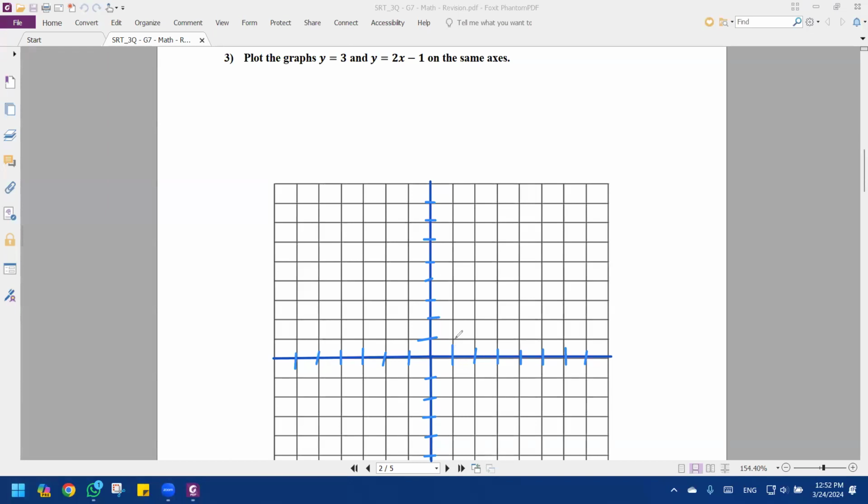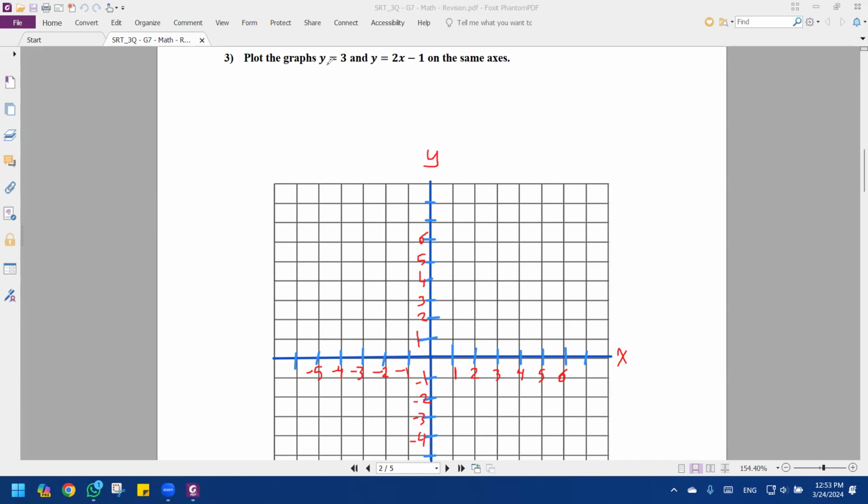So for the x value, here we have 1, 2, 3, 4, 5. That would be enough. This is the x-axis, this is the y-axis. Now, x to the left side, it's negative: -1, -2, up to -5. Now for the y value, when I go up, it's positive: 1, 2, 3, 4, 5, 6. If I need to go down, it will be negative: -1, -2, -3, -4.